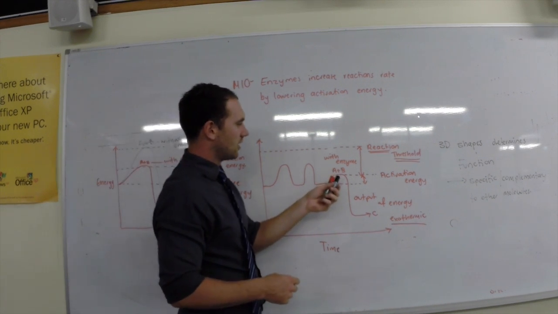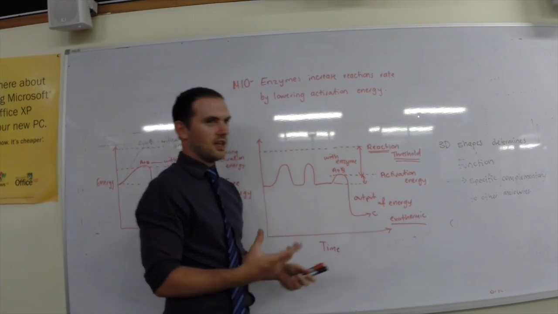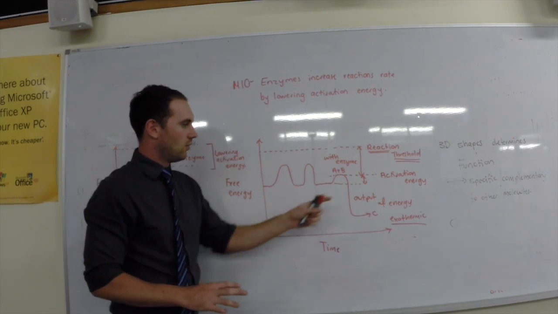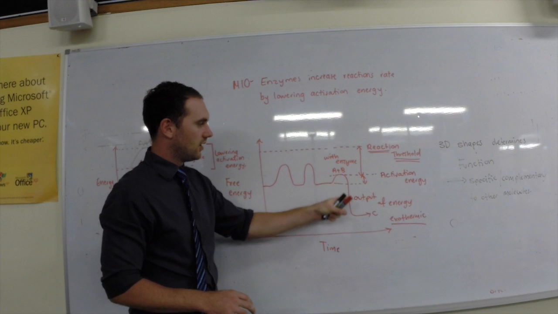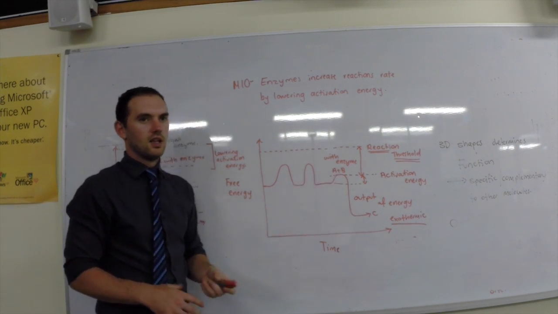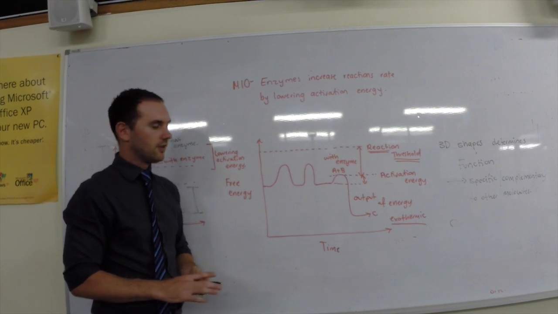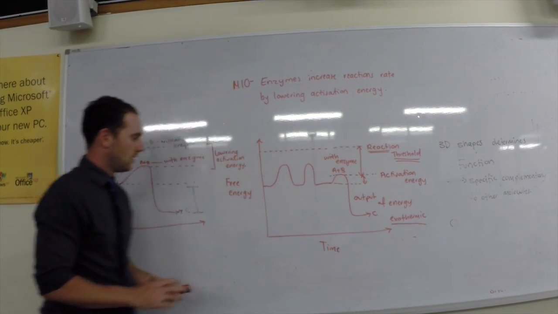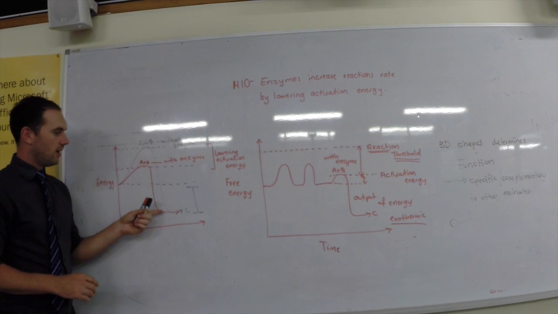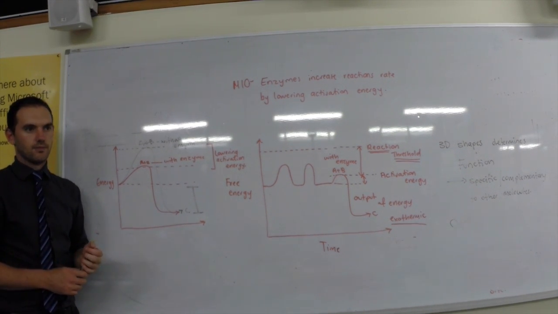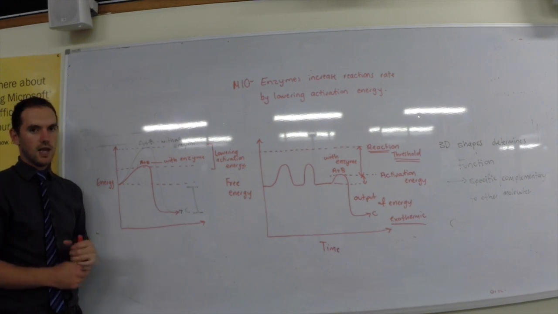What does the dotted line B represent? This is the activation energy with an enzyme. What does the distance between the dotted line and C represent? That's the energy output after the reaction. So even with the enzyme, what we produce isn't any different. It's the same. It just means it's more likely to happen.